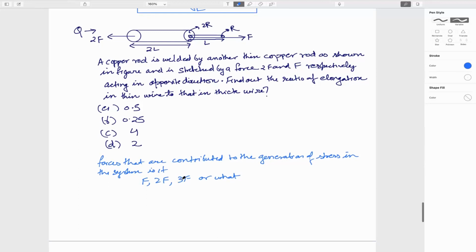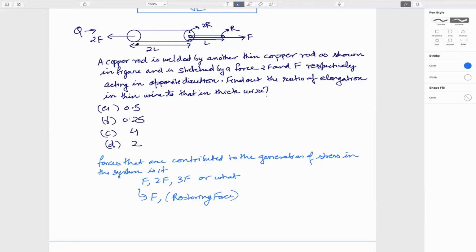According to me, the correct concept is that the stress acting on either this side or this side is only F, because we need to find out the restoring force. The restoring force is 2F in this direction and F in this direction. So the net restoring force acting on the system is F.